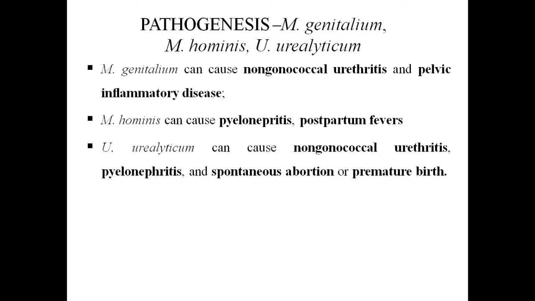Other species like Mycoplasma genitalium, Mycoplasma hominis, and Ureaplasma urealyticum cause urethritis and pelvic inflammatory disease. Mycoplasma genitalium can cause non-gonococcal urethritis. Non-gonococcal means caused not by Neisseria gonorrhoeae, not by gonococci, and pelvic inflammatory disease. Mycoplasma hominis also can cause pyelonephritis and postpartum fevers. Ureaplasma urealyticum can cause non-gonococcal urethritis, pyelonephritis, and spontaneous abortion or premature birth.